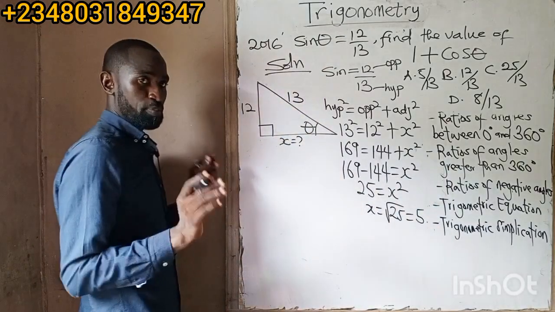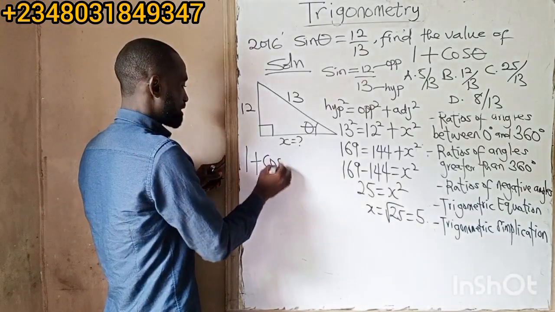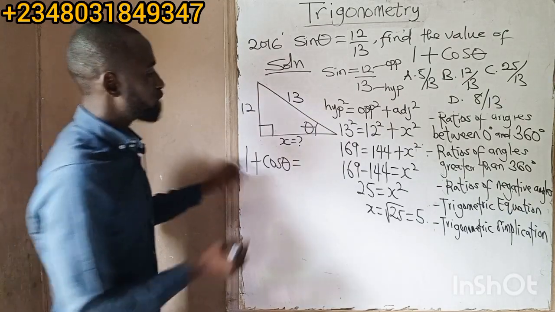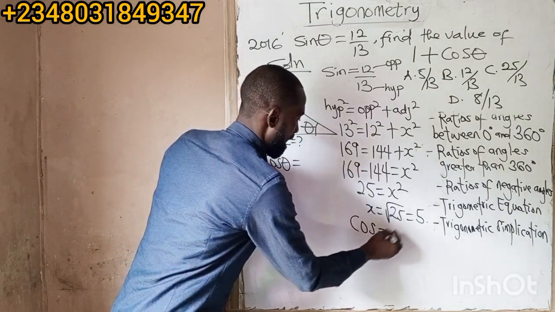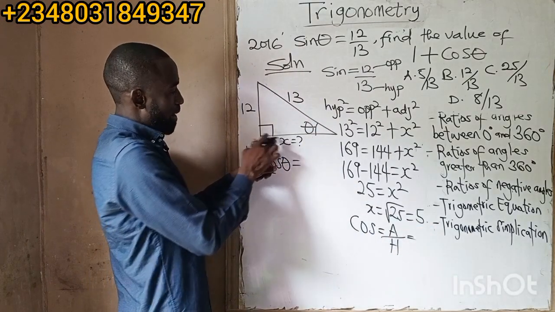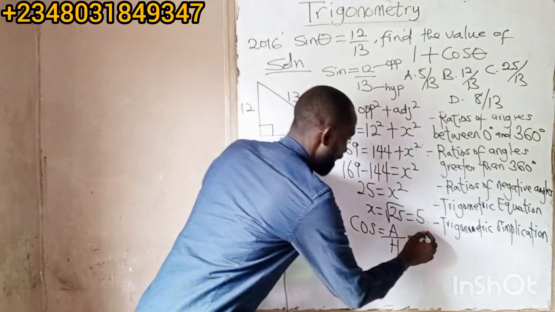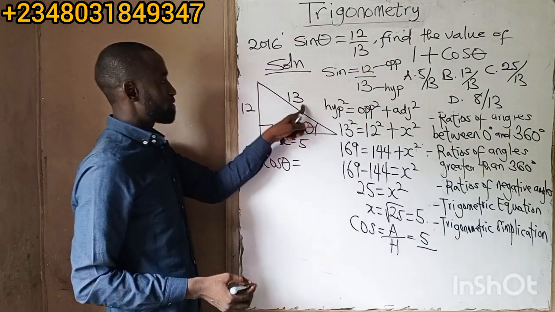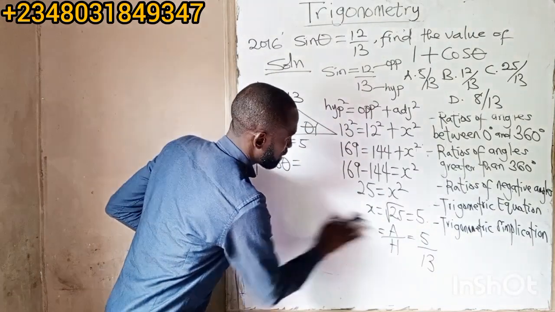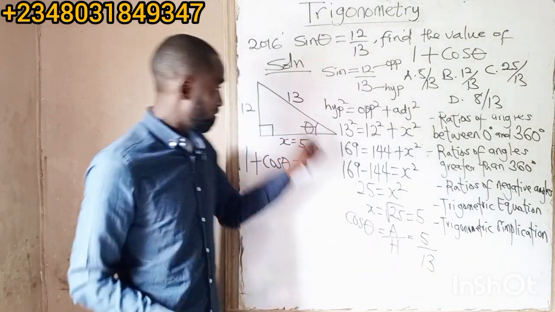Which will give us 5. Beautiful. We'll also find 1 plus cos theta. So here, what is our cos? You know that cos is adjacent all over hypotenuse. So from here, where is adjacent? Our s, which is now equal to 5. So we'll have 5 all over the hypotenuse, 13. So cos theta equals 5 all over 13 from this triangle.